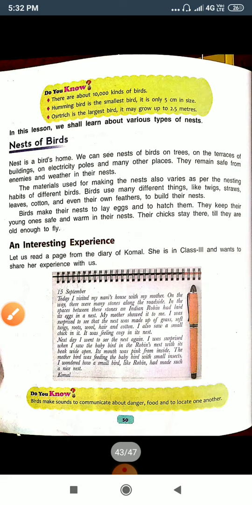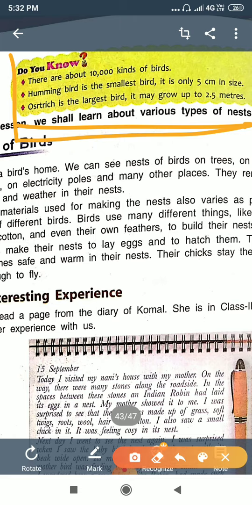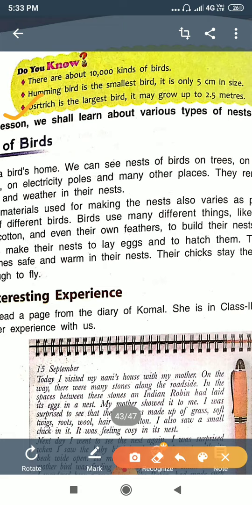See this, in page number 50, this is very, very important. First of all, there are about 10,000 kinds of birds. How many types? 10,000 kinds of birds. And which bird is the smallest bird? Hummingbird. Hummingbird is the smallest bird, and its size is only 5 centimeters. Very little. And the ostrich is the largest bird. Which is the largest bird? Ostrich.